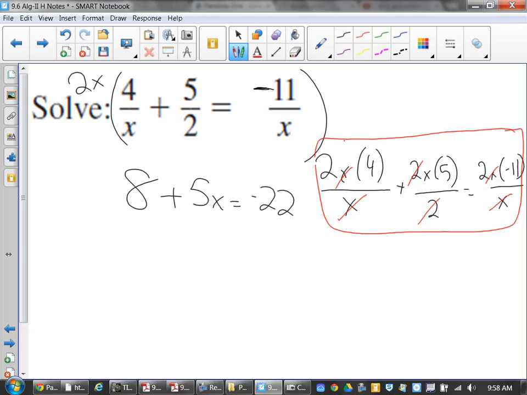Okay? So now, subtract the 8, you get 5x. You get x is negative 6. What's that?